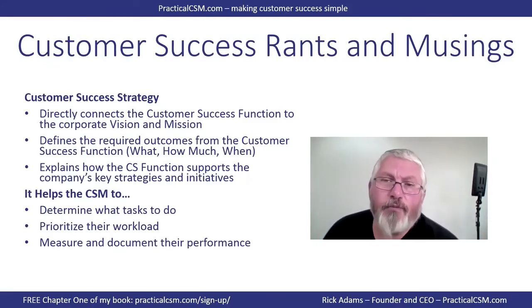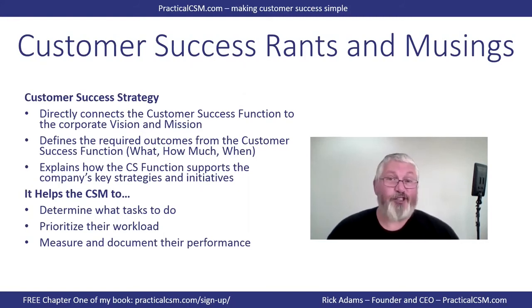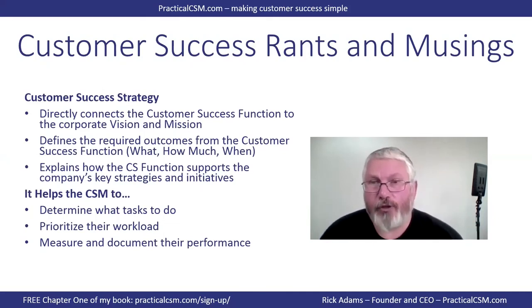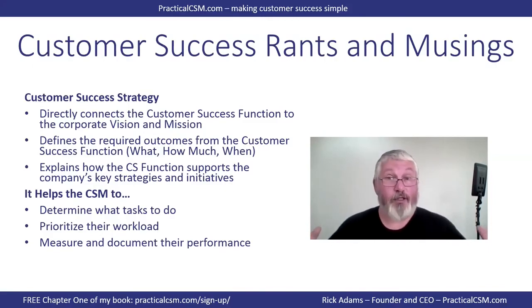What about CSMs themselves? Well, actually, it's very useful for CSMs as well, because it tells the customer success manager what to do. Because if they know what the objectives of the entire team are, then they know what's my part in this? How can I help the whole team to attain these targets and objectives? What tasks are important to do? And also it helps them to prioritize. Given that these are all the things to do, which ones are the most important ones? How do I prioritize my workload?